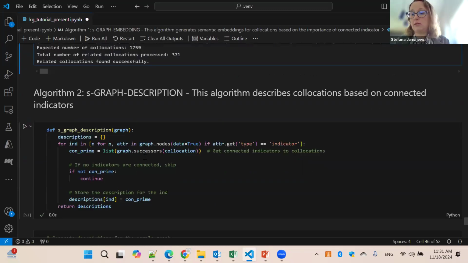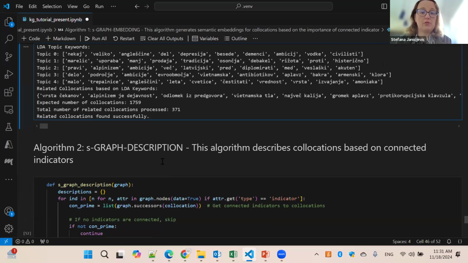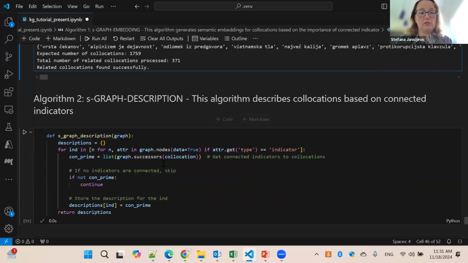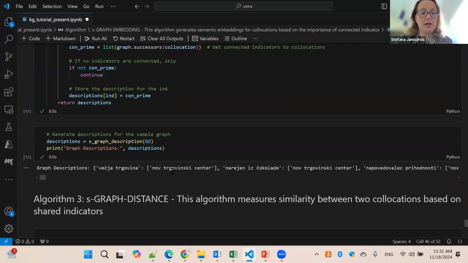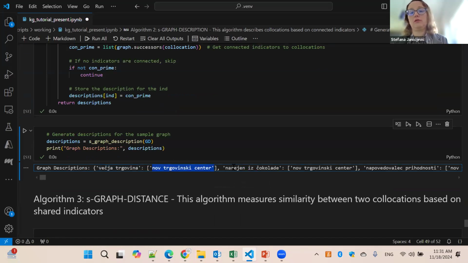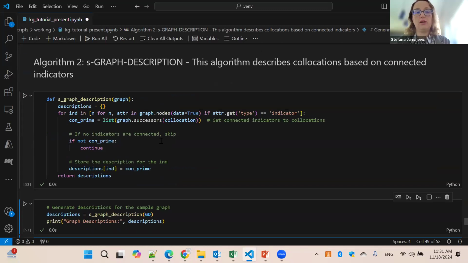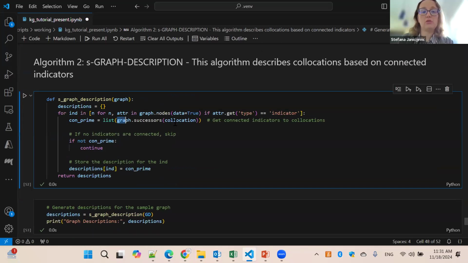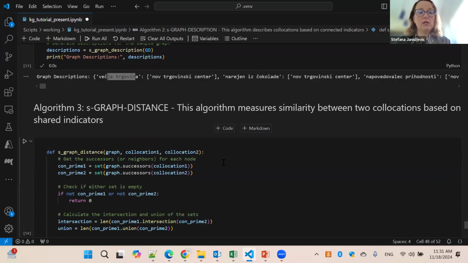I don't know, I am now at the end of the time. I have two more algorithms. So graph description describes collocation based on connected indicators or senses. I mean, you will see that collocation has an explanation of what is there. So for every collocation, you have an explanation about indicator with graph description. And I'm using the graph successor method, which is very useful.